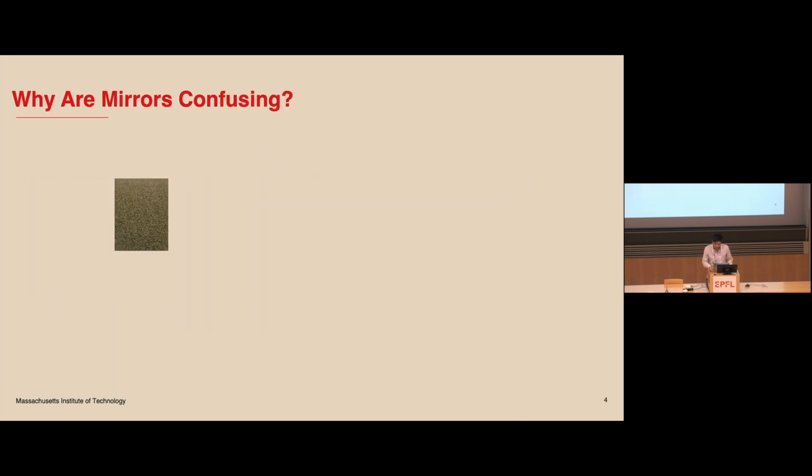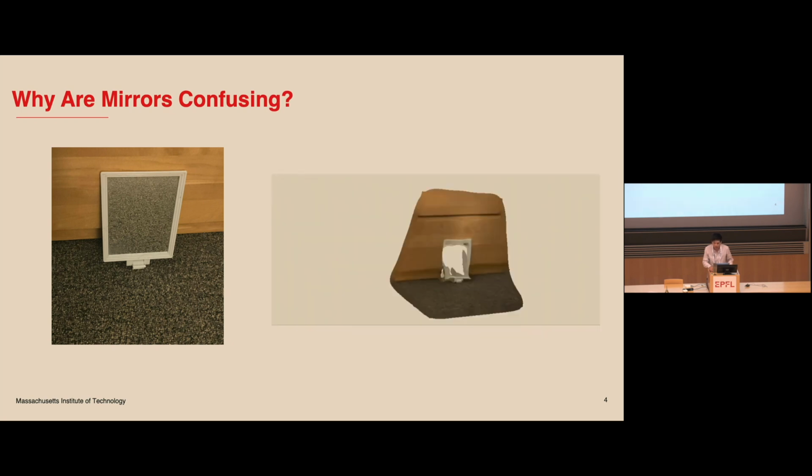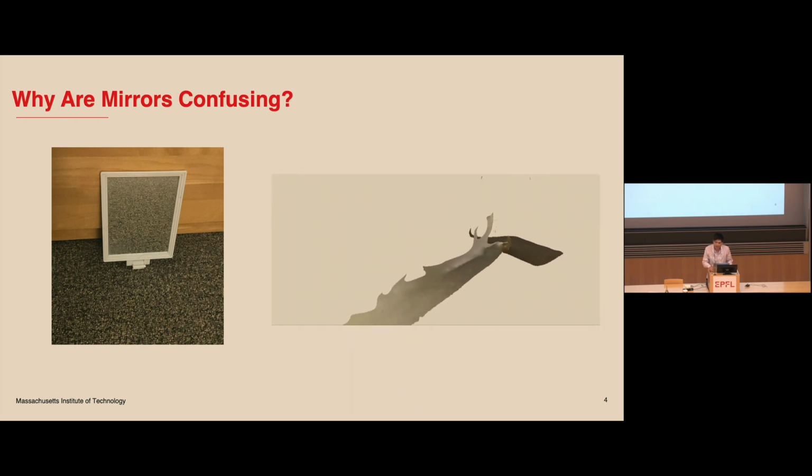So why are mirrors challenging or confusing? If you just look at the image, it's hard to tell if it's virtual or real. But if you zoom out, you can probably detect it from the context. But a mirror is also confusing for LiDAR systems. In fact, when LiDAR scans a mirror, it appears to be invisible, as if there's a hole.